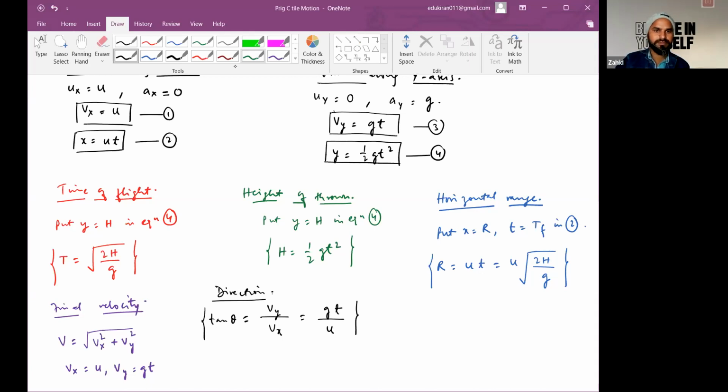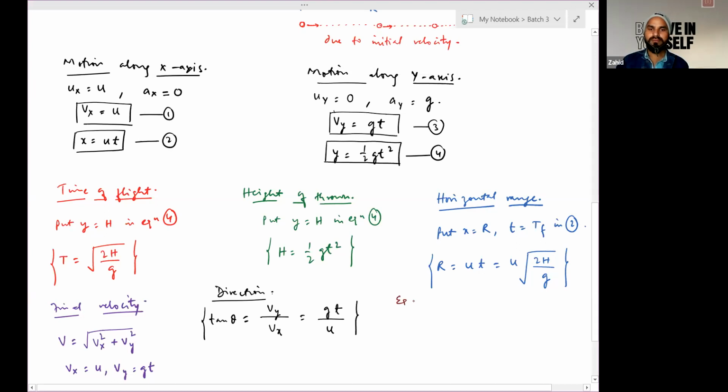Next is equation of trajectory. Trajectory is nothing but the path traced by the body during projectile motion.